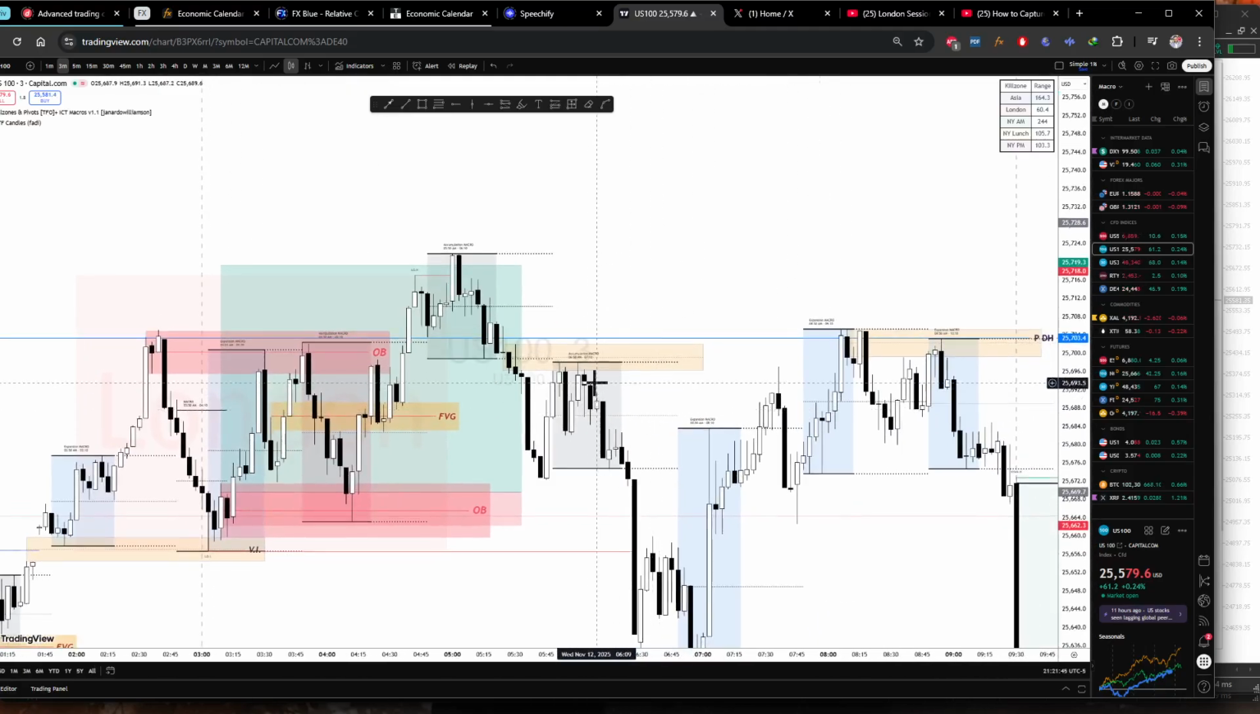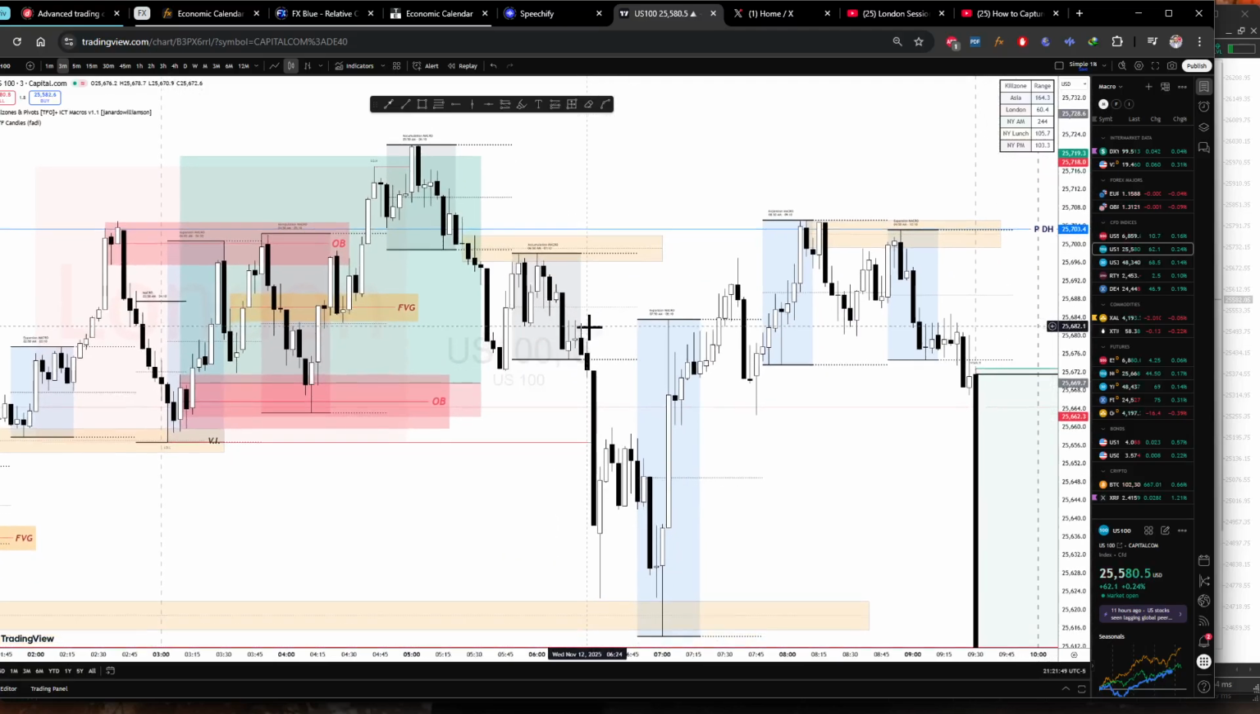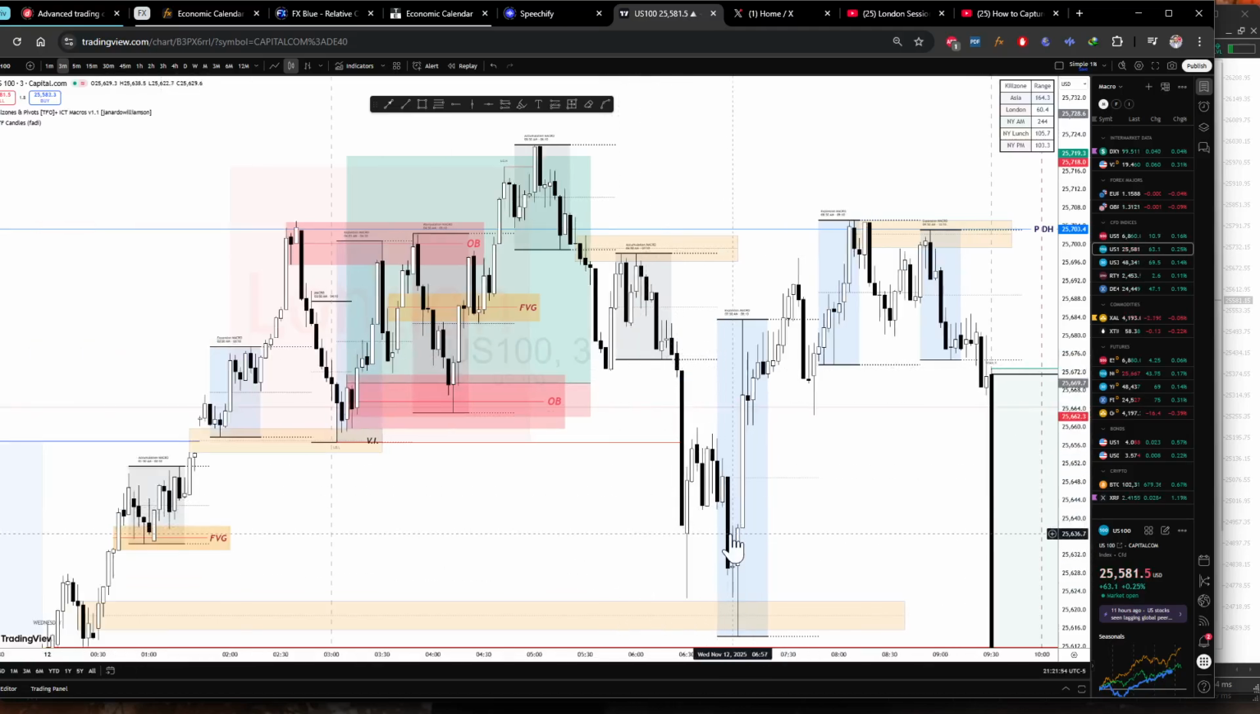This was around 6 a.m. Came all the way down here and I left for work somewhere around here. This buy opportunity came in also. Could have entered for this buy. Nice little scalp buy all the way up.